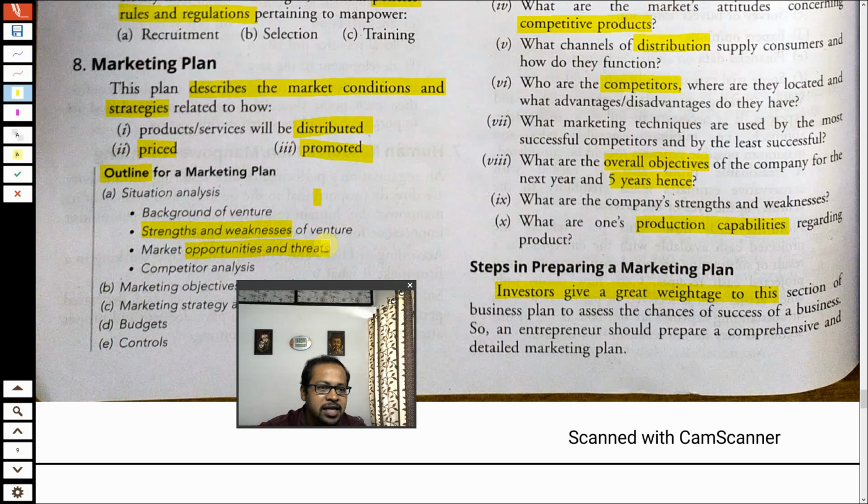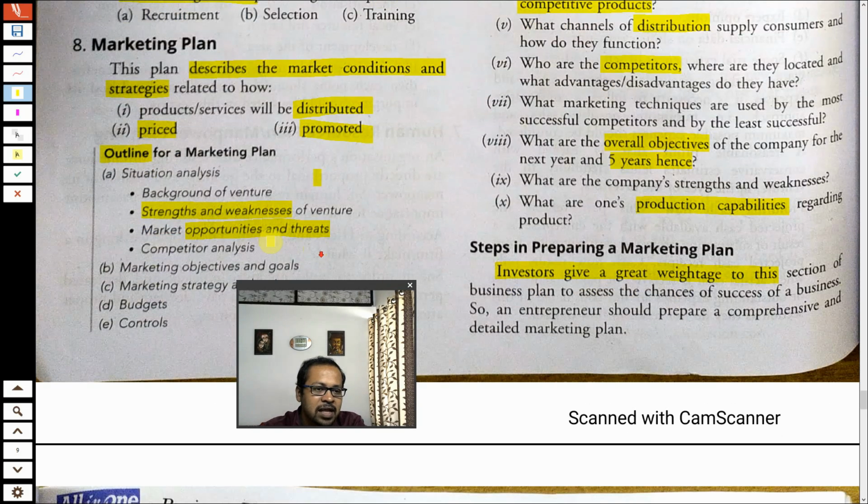Every market is offering some opportunities and threats. If you miss out on the opportunities, then they will be grabbed by other organizations. So you should be careful about which opportunities are there in the market and which are the threats. For example, during Corona, many new opportunities arose and many new threats also were visible. Then competitor analysis should be done. You should not underestimate any competitor even if it's a smaller one.